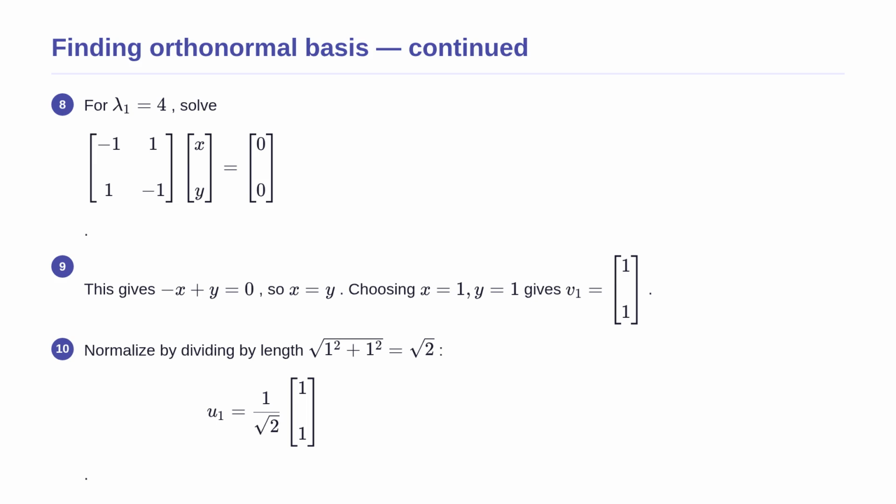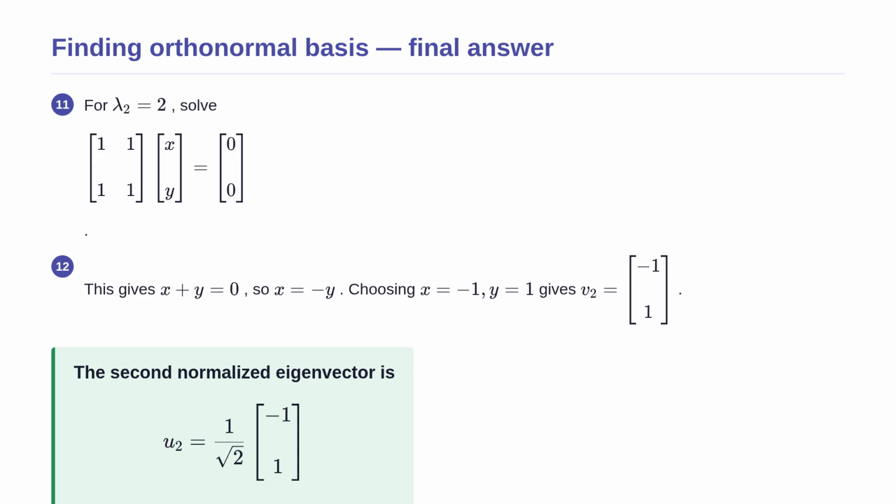Now we must find the eigenvector for our first eigenvalue, 4. We subtract 4 from the diagonal of our original matrix and multiply by an unknown vector xy to get 0. This translates to the simple equation negative x plus y equals 0, meaning x equals y. We choose the simplest whole numbers, 1 and 1, for our vector. But the spectral theorem requires an orthonormal basis, meaning a length of exactly 1. We find the length using the Pythagoras theorem, which is the square root of 2, and divide our vector by it to normalize it.